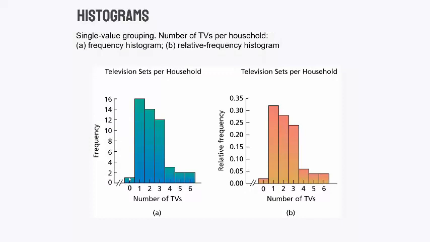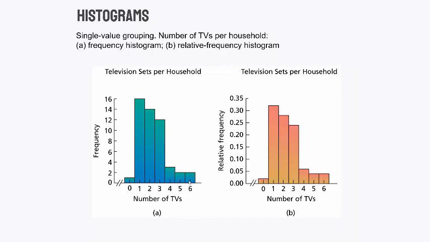And if you look here, that's where this bar on the histogram goes up to, 1. There were 16 households that had 1 TV, so we draw this bar up to the top to 16. And you do the same for the rest of the classes.